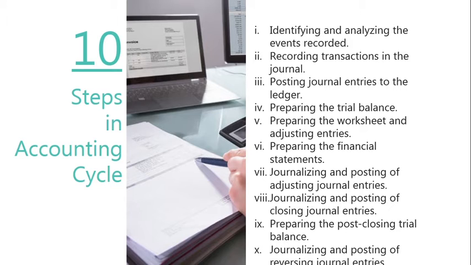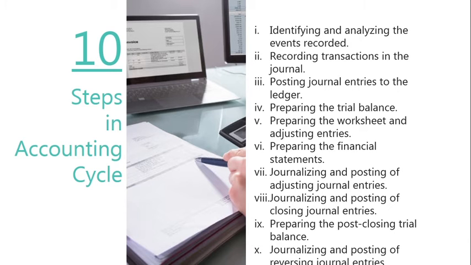Number 6. Preparing the financial statements. Number 7. Journalizing and posting of adjusting journal entries. Number 8. Journalizing and posting of closing journal entries. Number 9. Preparing the post-closing trial balance. And number 10. Journalizing and posting of reversing journal entries.